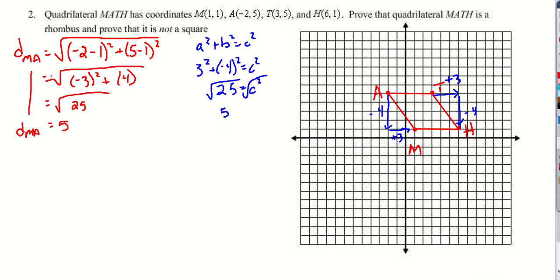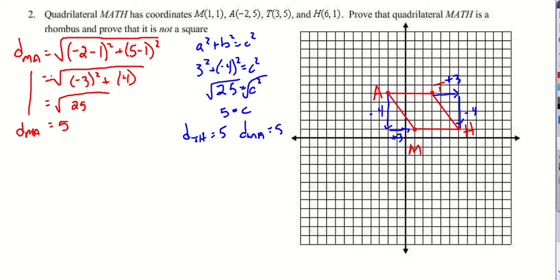Now, had I done the slope formula, the rise and the run for Pythagorean theorem for both, I would just underneath make sure that I indicate the distance of TH equals 5, and then I would put down the distance of MA equals 5. So I'm specifically telling you what work that is for. Okay?